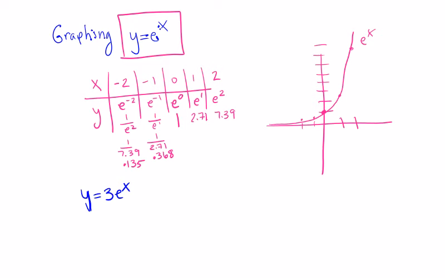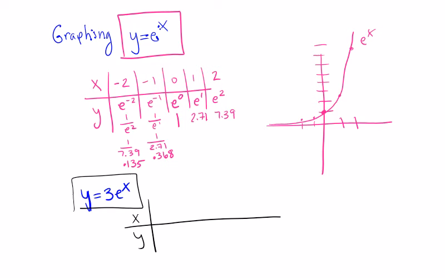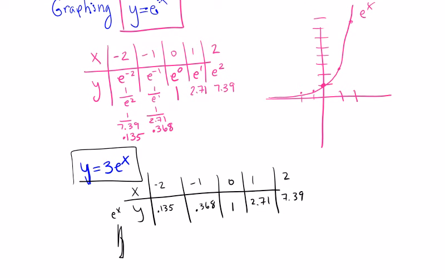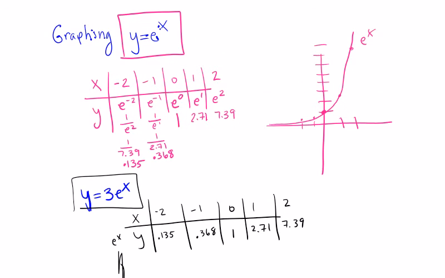Well, now what I want to look at is what happens if we wanted to graph y equals 3 e to the x. So the easiest thing to do is to take the table that we already have, and when we were at -2, we were at 0.135. This is for e to the x. Then at -1, we were at 0.368. At 0, we were at 1. At 1, we were at 2.71. And then at 2, we were at 7.39. So now if we wanted 3 to the x, so let's take a look at what happens when we put in 3 to the x.